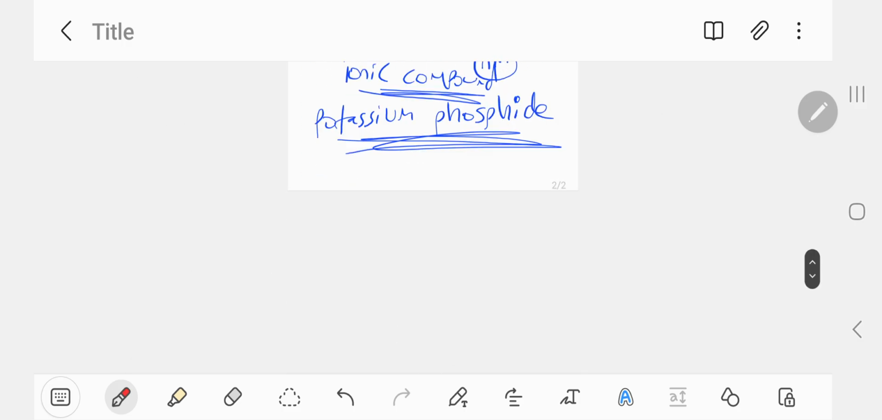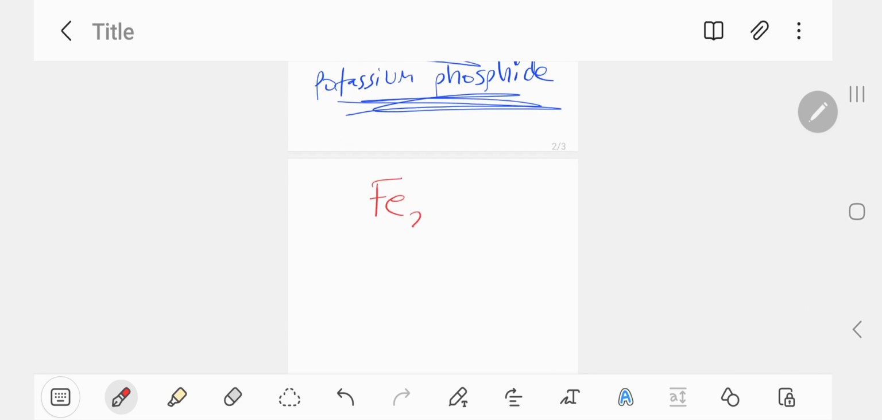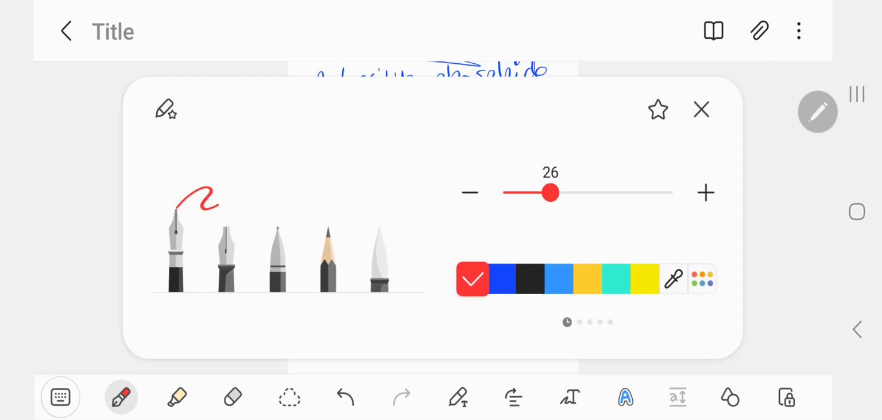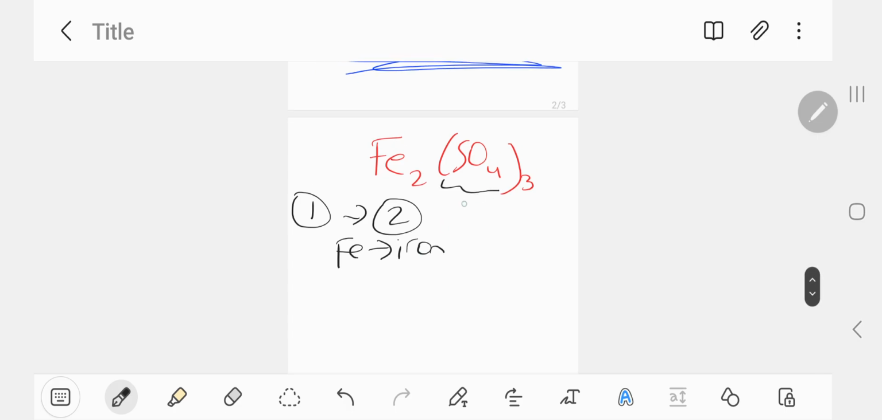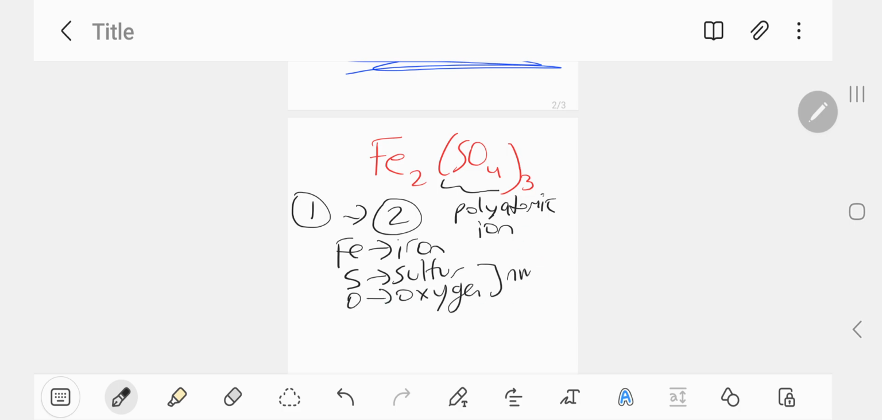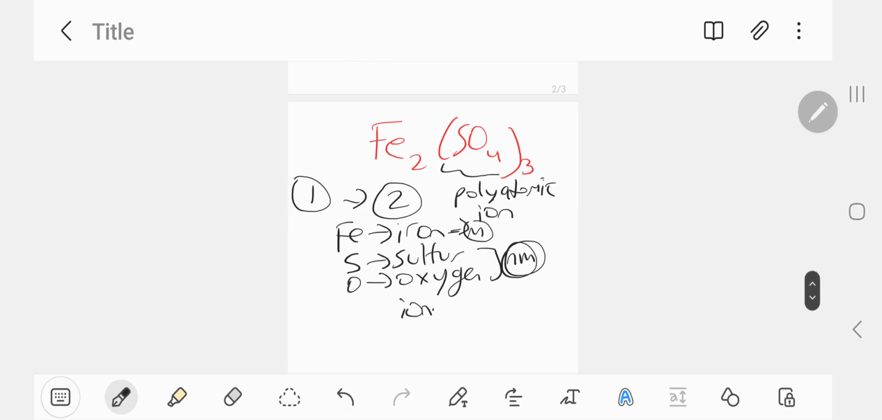Let's do another one. Okay, this one looks complicated. Let's break it down. Now the hint here is look at these brackets around the SO4. Step one, identify if it's ionic or covalent. Step two, periodic table. Now the Fe, that's iron. Now the SO4, if you recall, this is a polyatomic ion. Poly means many, atomic made of atoms. So this here is an ion. It's made of two or more different types of atoms. Now sulfur is S, oxygen is O, the SO4 is a non-metal, and the iron is a metal. So this is an ionic compound.